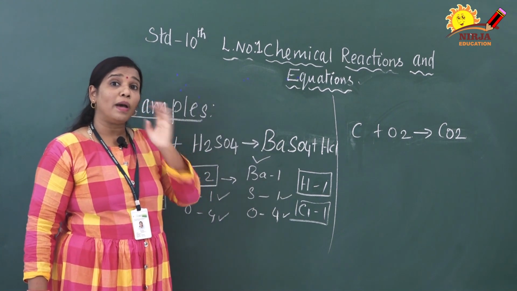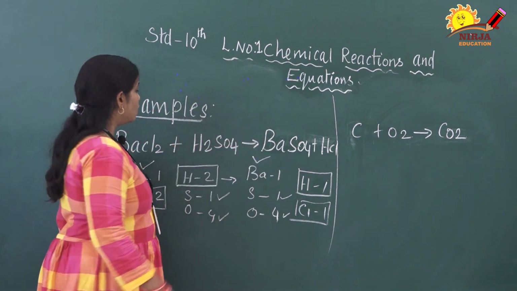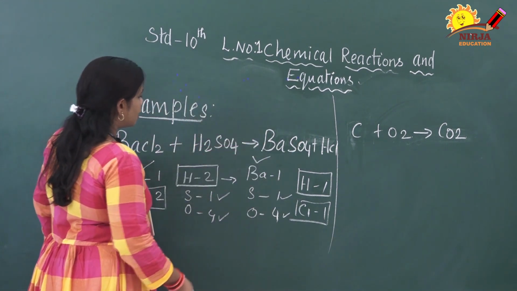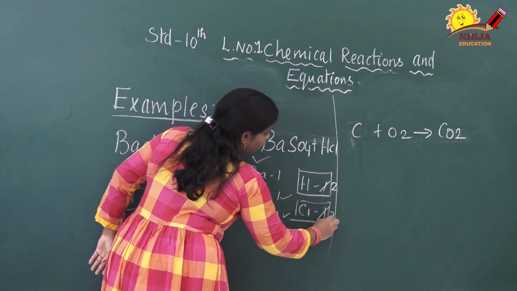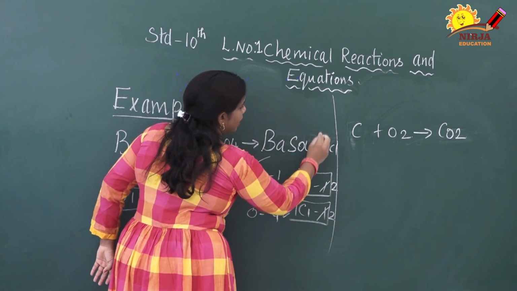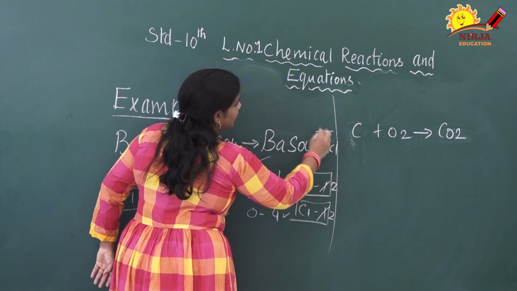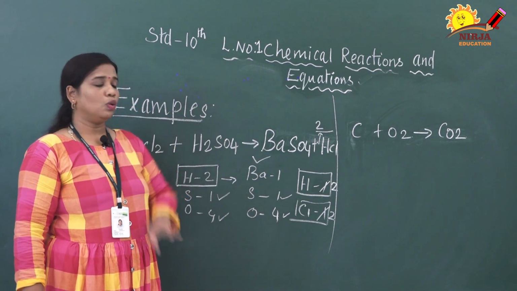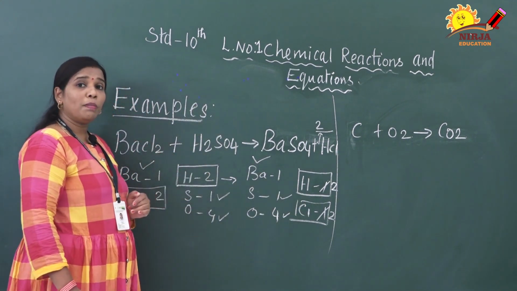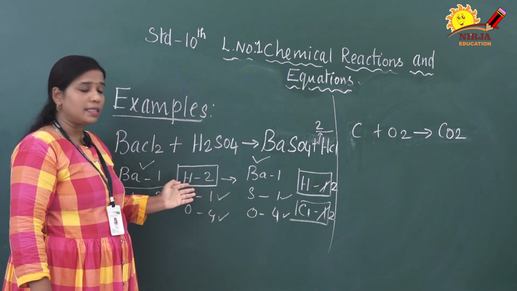So we have to balance product side. So what we have to do? Suppose here I have to change here 2, this also 2. So instead of that I am adding this here in front of hydrochloric acid. If I add 2, the equation should be balanced. It will be balanced, right?